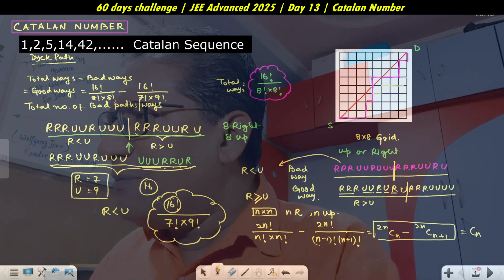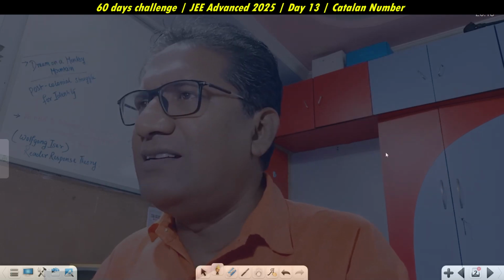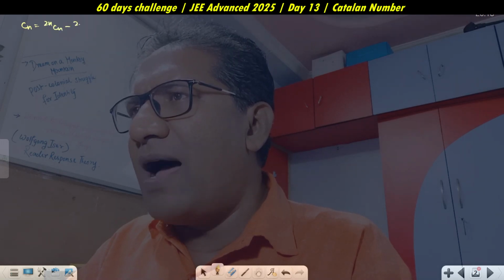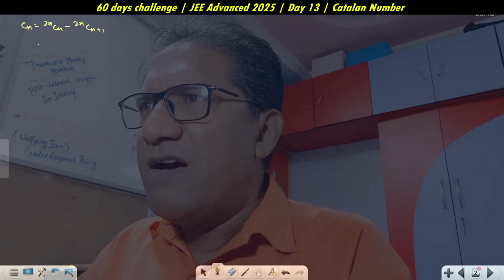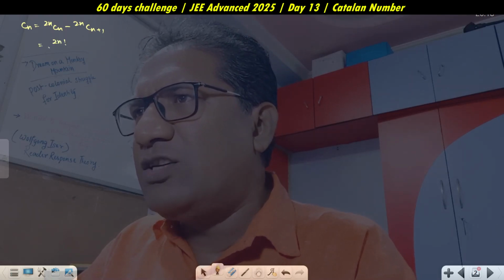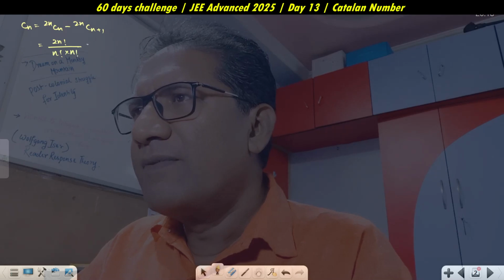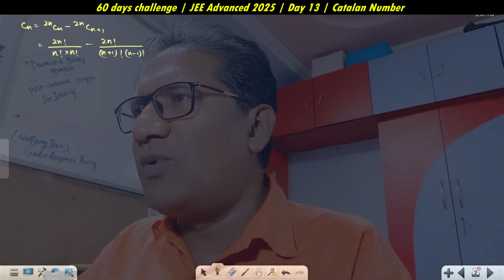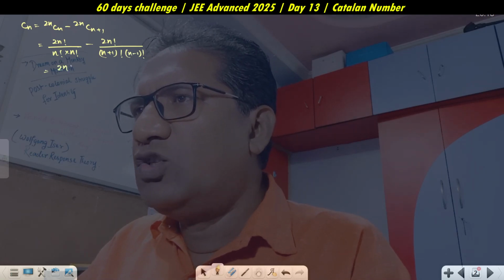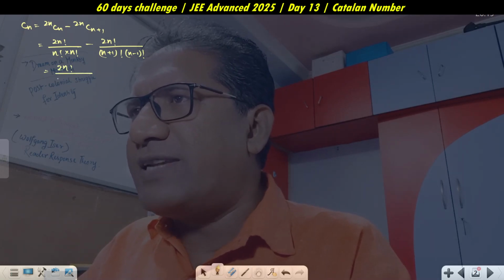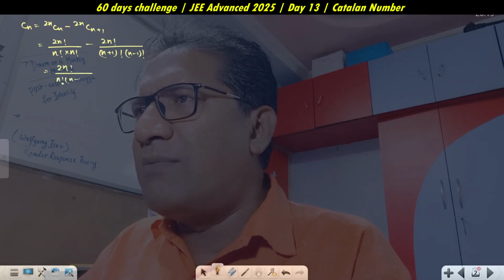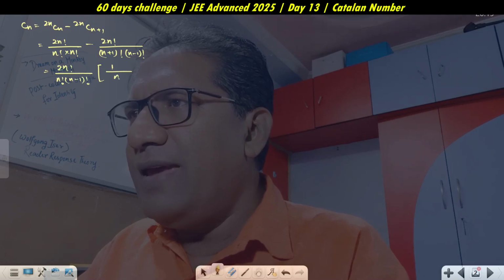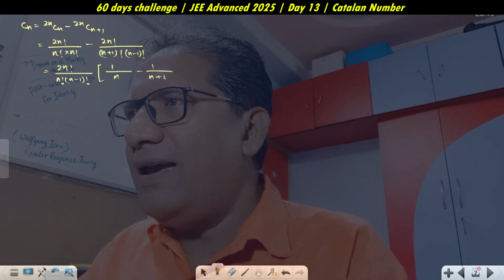So now let me simplify this Catalan number, which we got: Cn is 2nCn minus 2nCn+1. If we simplify a little bit, we are going to have, divided by (n+1) factorial, (n-1) factorial. Let me take 2n factorial common. At the same time, I am taking n factorial and (n-1) factorial common. So we are left with 1 divided by (n-1) by (n+1).